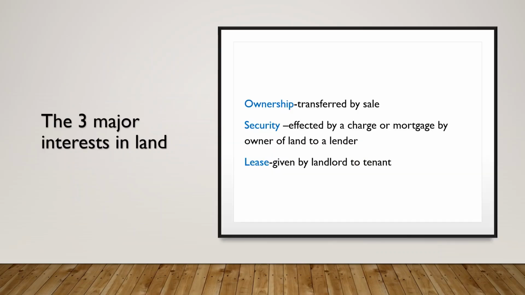Having understood the three major interests in land, Rogers could choose to transfer his interest in land, which is ownership, by selling that piece of land to someone else. The other interest in land, which is security, can be effected by a charge or a mortgage when the owner of land transfers that interest to the lender. In this case, maybe I've borrowed money and I've transferred the interest in my piece of land by a charge or a mortgage, and the lender ends up having interest in that particular piece of land. When it comes to a lease, I can transfer interest in my property by giving the interest that I had in that property to a tenant.